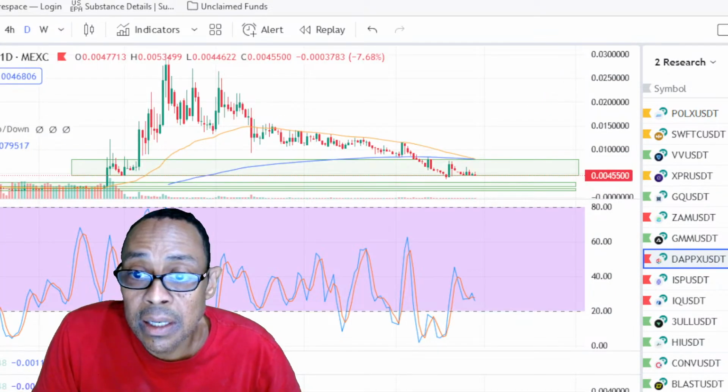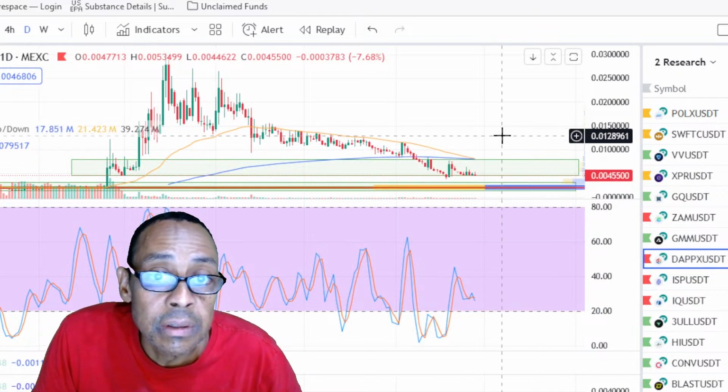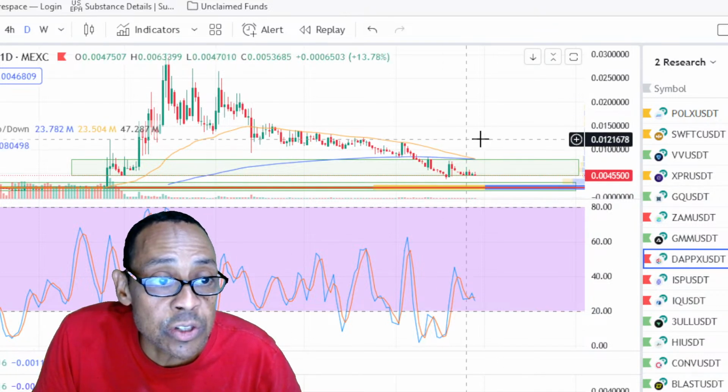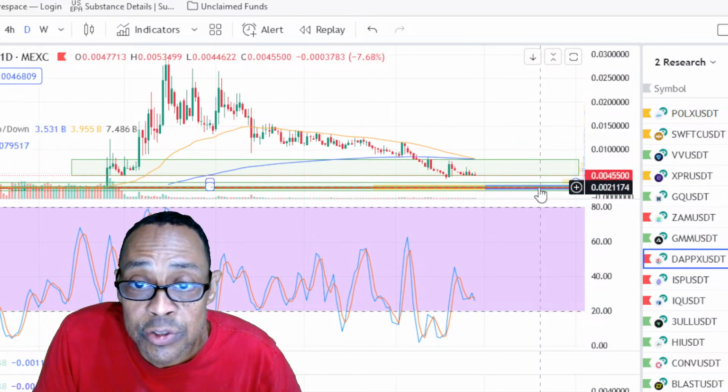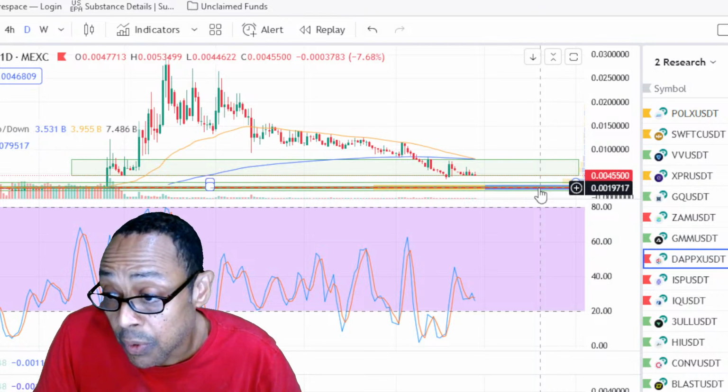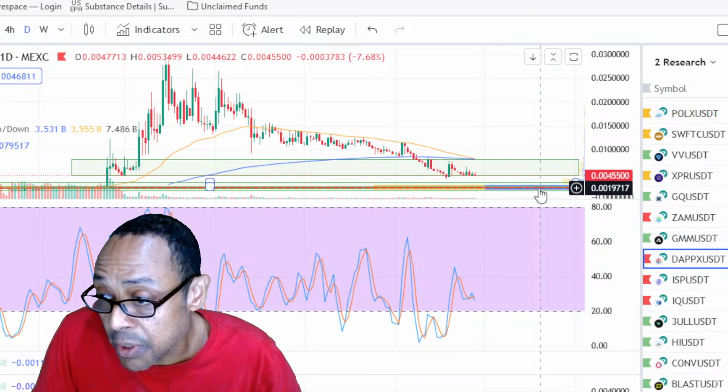DAPX. This is a scary one. It already had a massive move, but it's correcting all the way back down to where I first discovered it at 0.002. BlackRock's coin. Thank you.